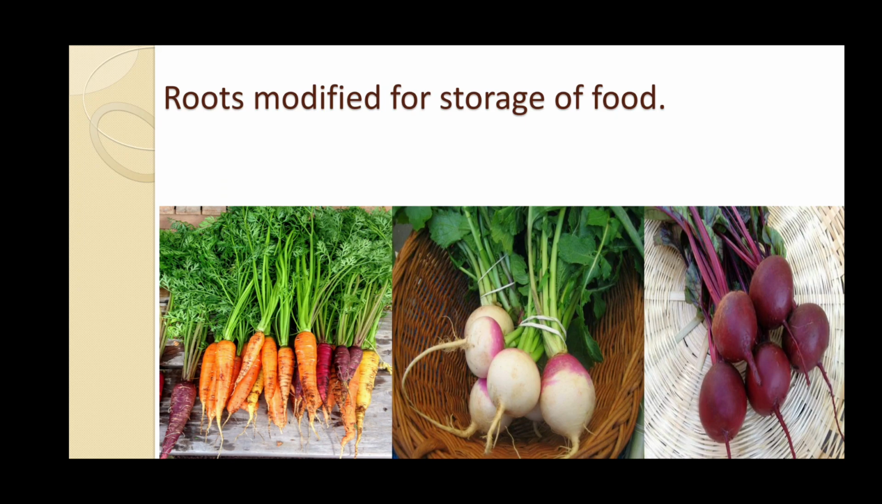First type is the roots modified for the storage of food, which I have discussed in your functions also. Here, some plants like carrot, sweet potato, turnip, beetroot, etc., are modified for the storage of food. These roots are swollen and fleshy and they store the food which is prepared by the leaves. So in these plants, roots are modified to store food and they act as a storage organ.